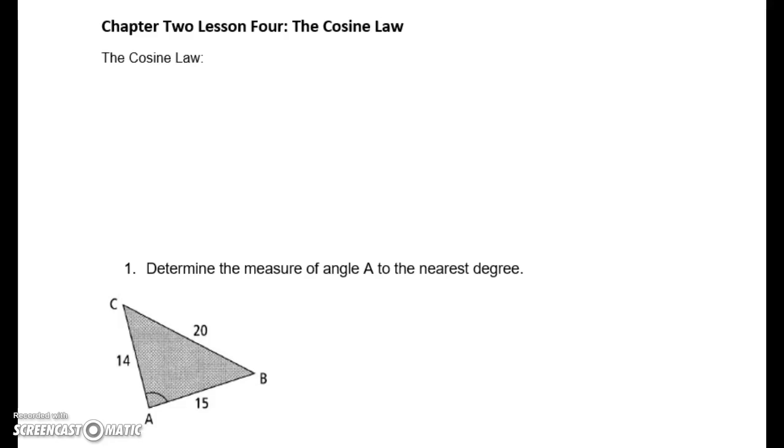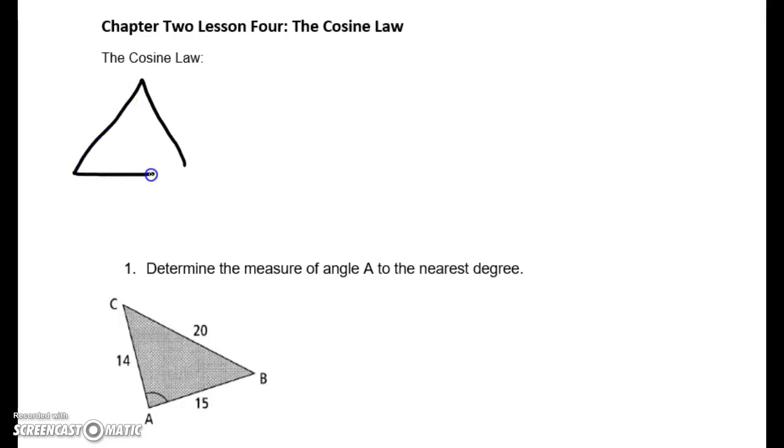In this video, we're going to be looking at lesson 2.4, which is all about the law of cosine. Just as a quick recap, typically we would use the law of cosine whenever we're working with oblique triangles. An oblique triangle is essentially a non-right triangle, or a triangle that does not contain a 90-degree angle.